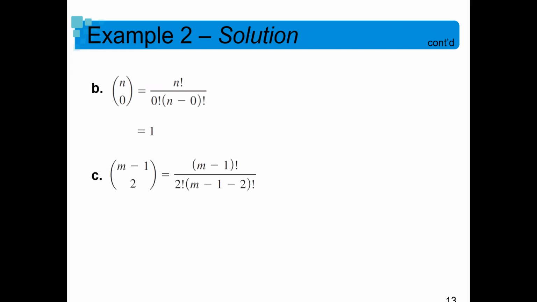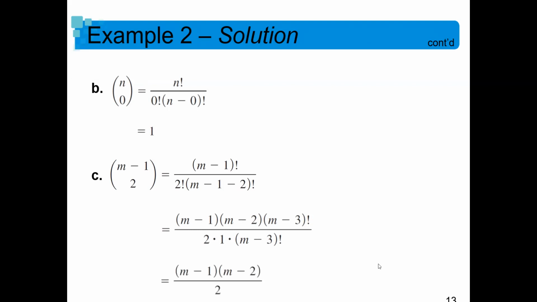Here is a more algebraic version. M minus 1 choose 2. Notice that the numerator, m minus 1 factorial, can be expanded to m minus 1, m minus 2, m minus 3 factorial, because with the factorial, you're subtracting 1 for successive terms. So if you subtract 1 from m minus 1, you get m minus 2. And if you subtract 1 from m minus 2, you get m minus 3. Canceling out m minus 3 factorial in both the numerator and the denominator gives us m minus 1 times m minus 2 all over 2.